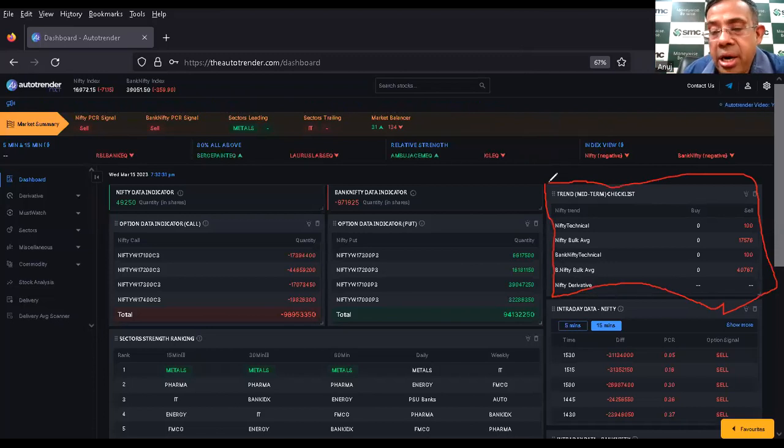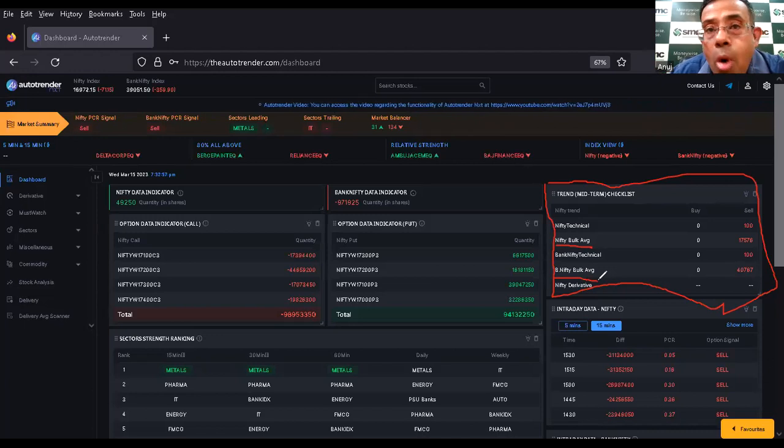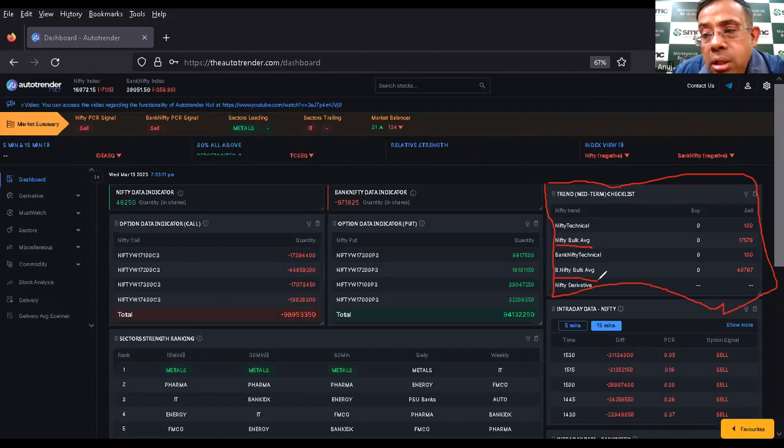Why is it important? It is important because of the Nifty bulk average and Bank Nifty bulk average. What it suggests is that till the time Nifty doesn't cross 17,576 level, the market is in sell on rise mode. Market is positionally bearish. Tomorrow, it might be possible that due to certain factors, you may see a relief rally kind of a thing. But then also, from a positional perspective, you should look at these levels.